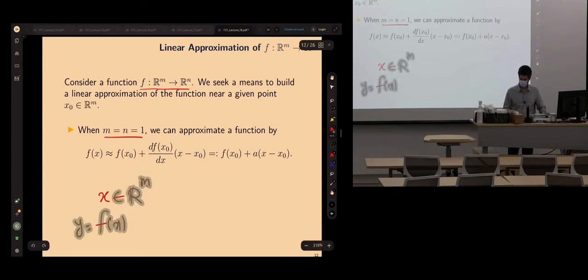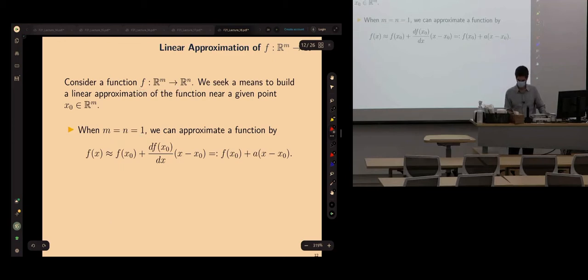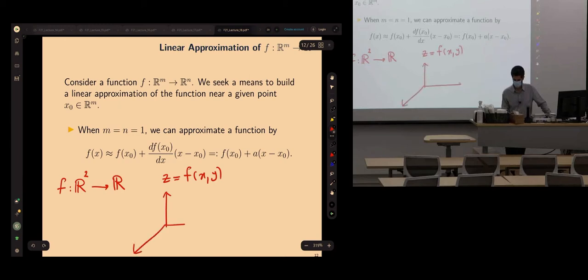For example, consider a case where F takes two inputs, right? A two vector, and maps it to a real number. You can write this as Z equals F of X and Y. This can be a surface, right?